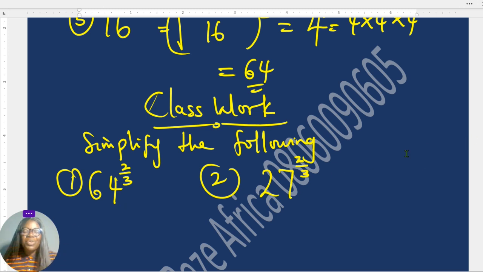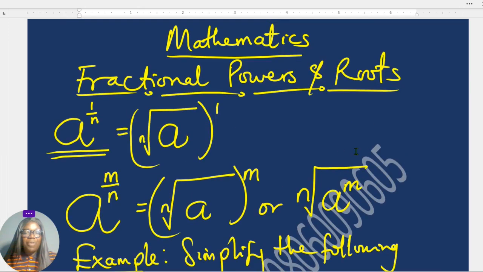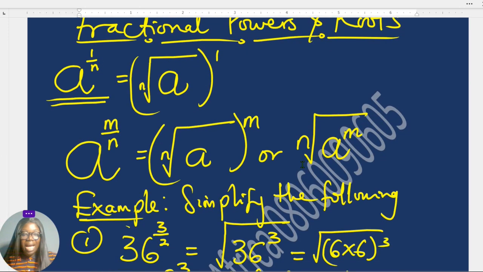Alright, so I hope you understand this topic called fractional powers and roots, and you have been able to learn how to simplify numbers that have fractional powers and roots.